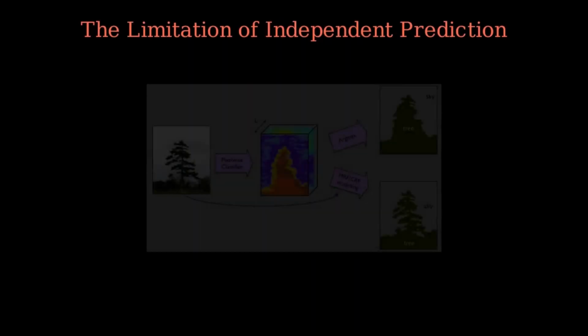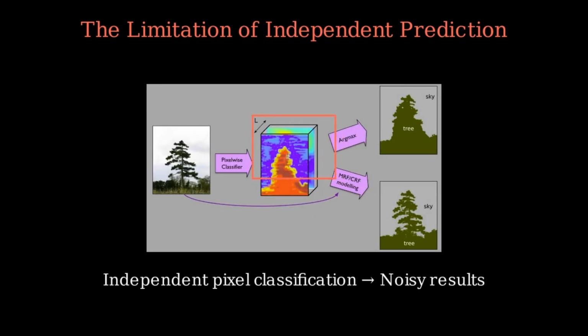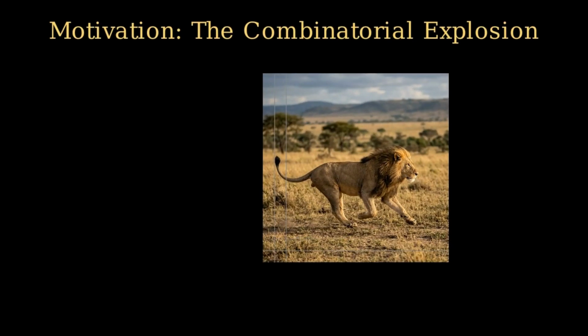So, what's the core issue we are trying to solve? Let's look at the limitation of independent prediction. When an image generator treats every single pixel independently without looking at the broader context, we end up with highly noisy results. Notice how the boundaries between the tree and the sky are jagged and fragmented? Independent pixel classification simply cannot capture global coherence. This brings us to our primary motivation, the combinatorial explosion. To process an image like this high-definition picture of a lion efficiently, modern models compress the image into a grid of discrete tokens.